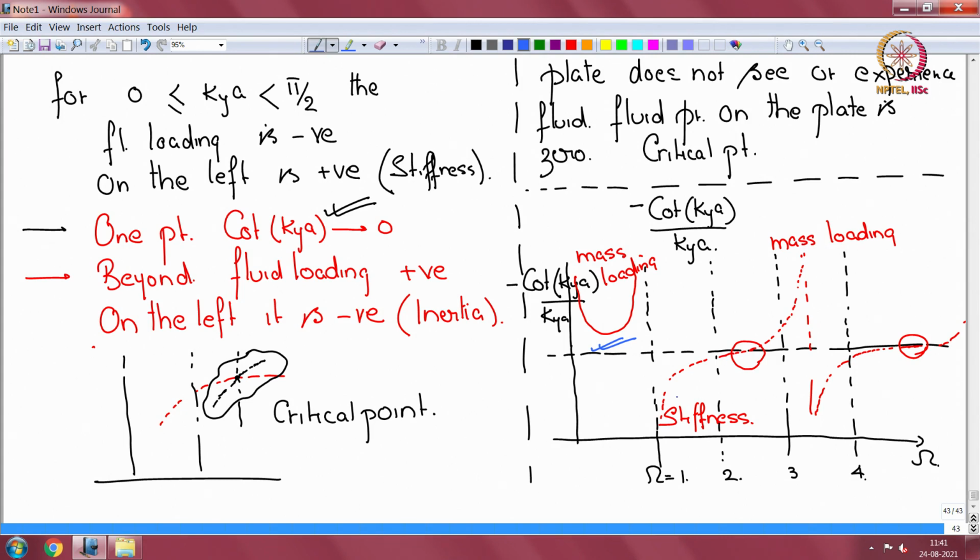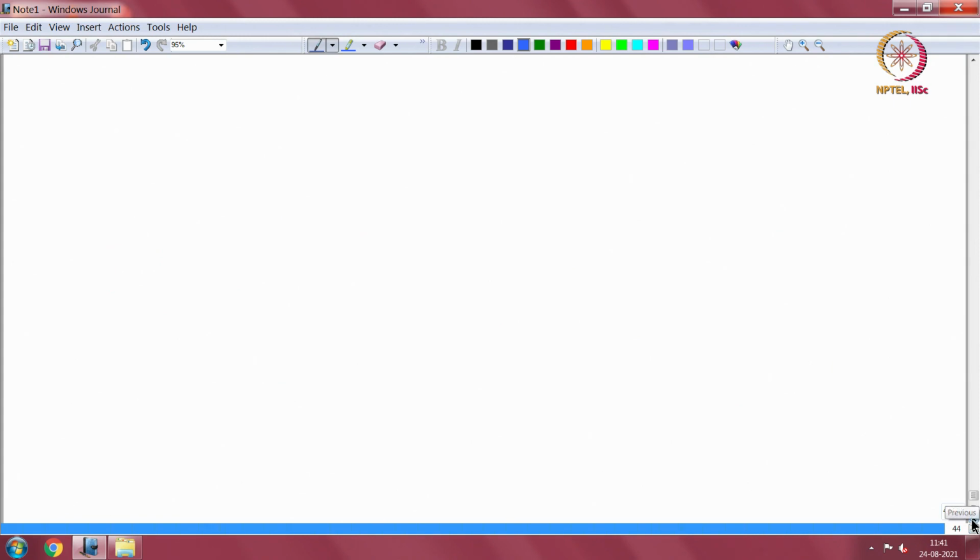Okay, there are points where it is stiffness like, there are points where it is inertia like, and there are points where cot kya goes to 0, so it adds no correction and hence uncoupled and coupled curves cross each other. Say these are critical points I said. So let us see what these two critical points are. Critical points.